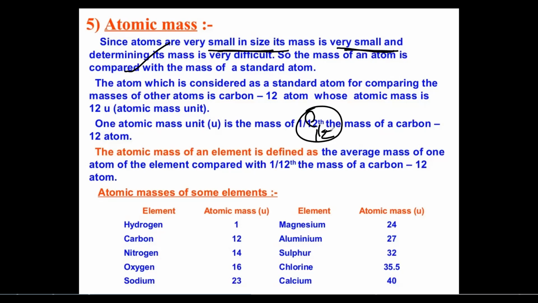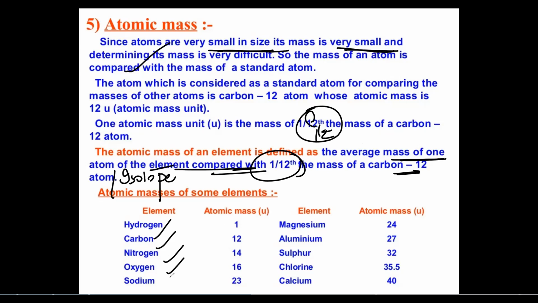Using this, we will be defining one atomic mass unit. One atomic mass unit is equal to 1/12 the mass of a carbon 12 isotope. So the atomic mass of an element is defined as the average mass of an atom of an element compared to 1/12 the mass of a carbon 12 isotope. Then you can see the atomic masses of some elements: hydrogen, carbon, sodium, oxygen.